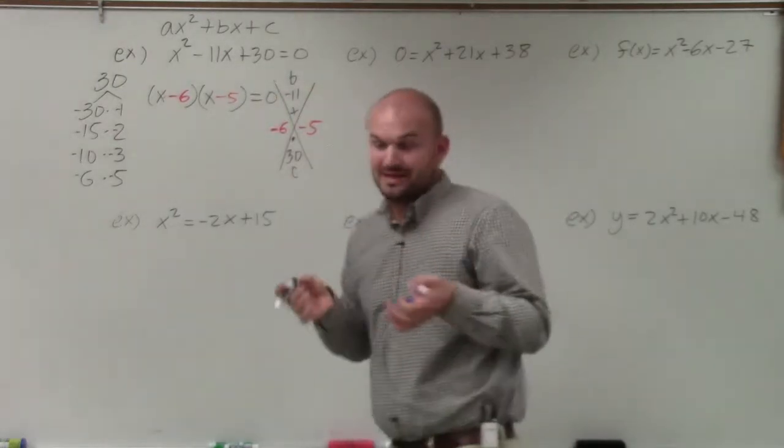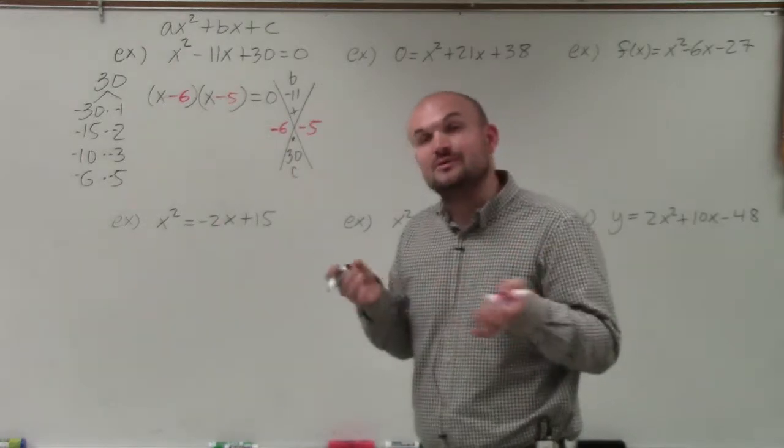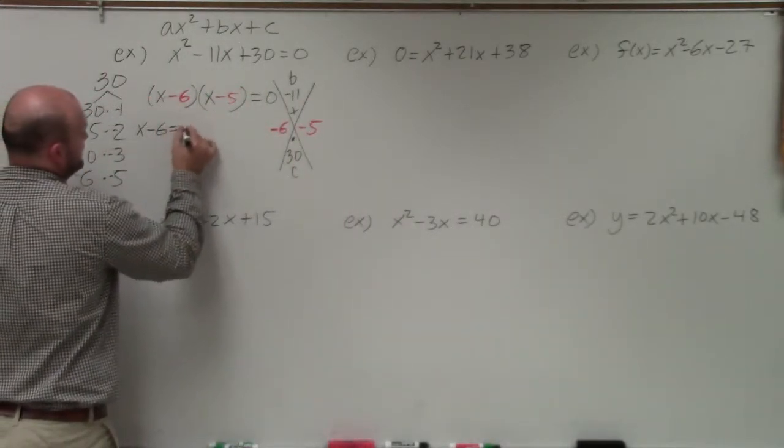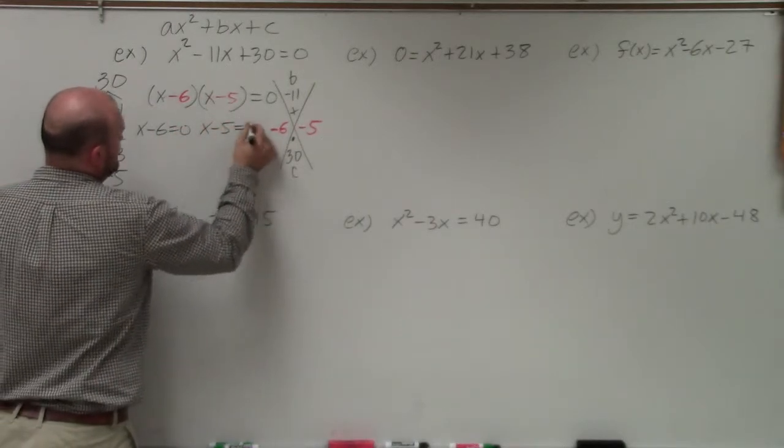But now I have two quantities multiplied to equal 0. So therefore, now I can set them both equal to 0. x minus 6 equals 0, and x minus 5 equals 0.